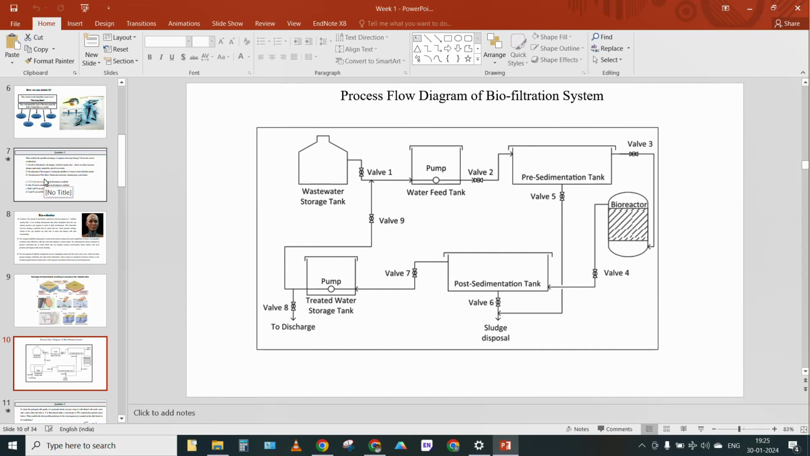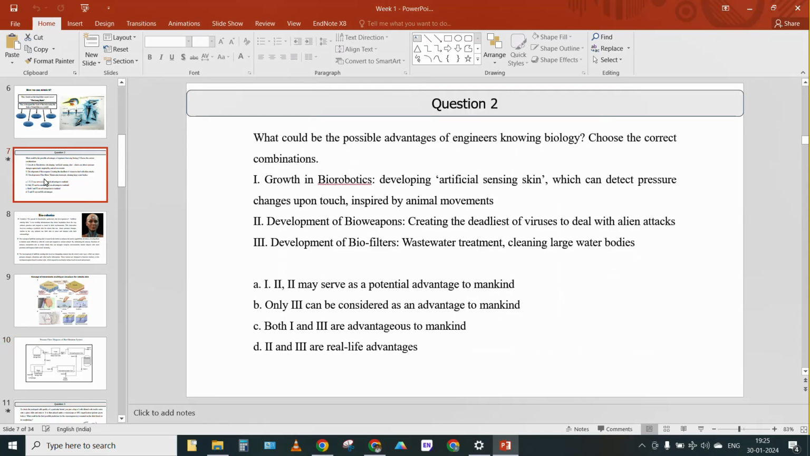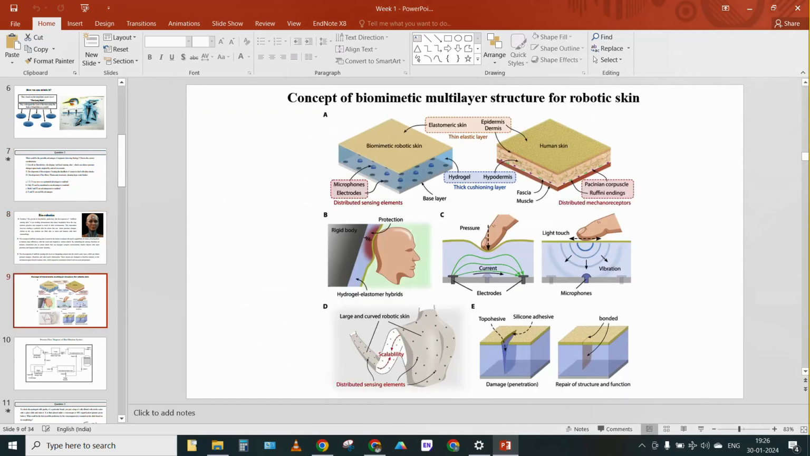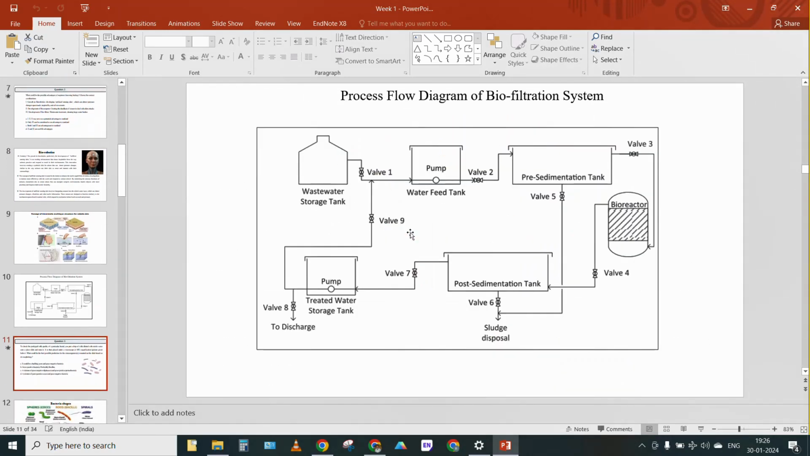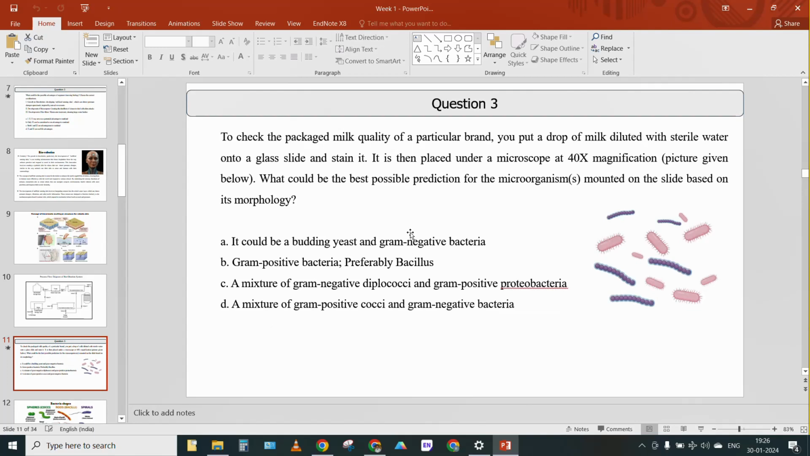So we'll move back to the questions. These are two statements: growth in biorobotics and the development of biofilters are the advantages to mankind so far. The development of bioweapons cannot be an advantage to mankind because it's the deadliest of viruses, to deal with alien attacks. So far, we do not have any statements to make advantages to mankind of bioweapons. So we'll move to the next question. My slides are changing now. Is my screen visible properly? Yes, sir, it's visible properly.